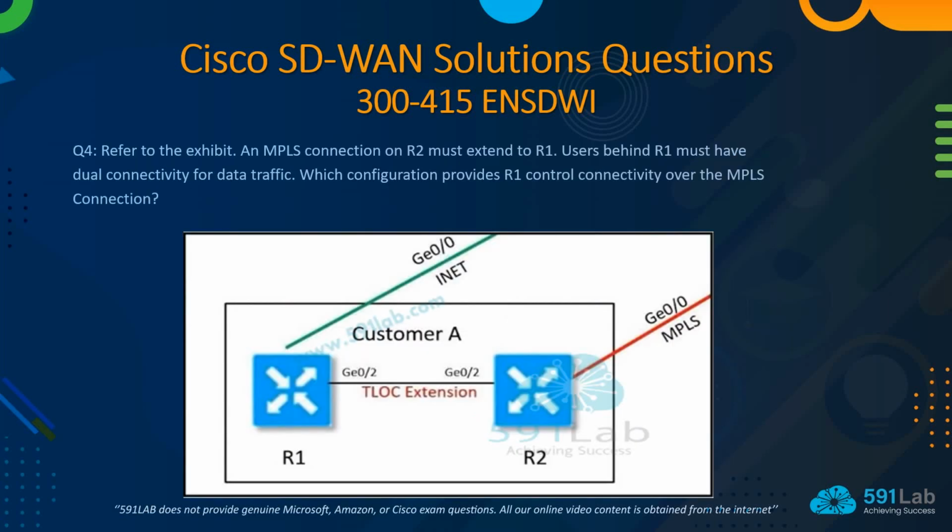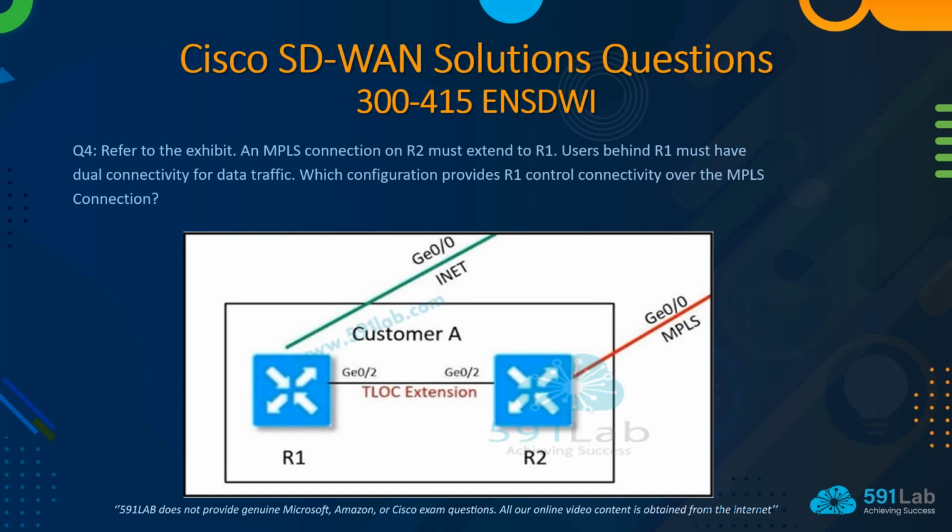Okay, now let's move to the questions related to the TLOC extension. We have two questions. Let's start with the first one. Refer to the exhibit. An MPLS connection on R2 must extend to R1. Users behind R1 must have dual connectivity for data traffic. Which configuration provides R1 control connectivity over the MPLS connection?